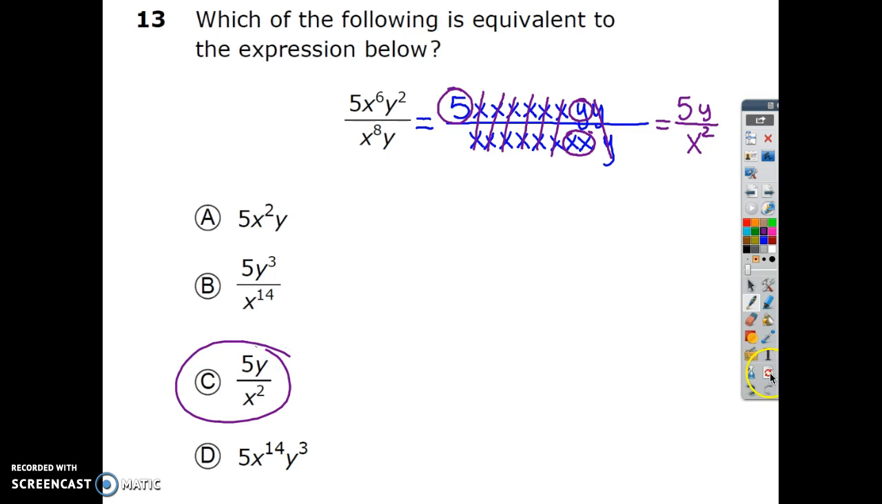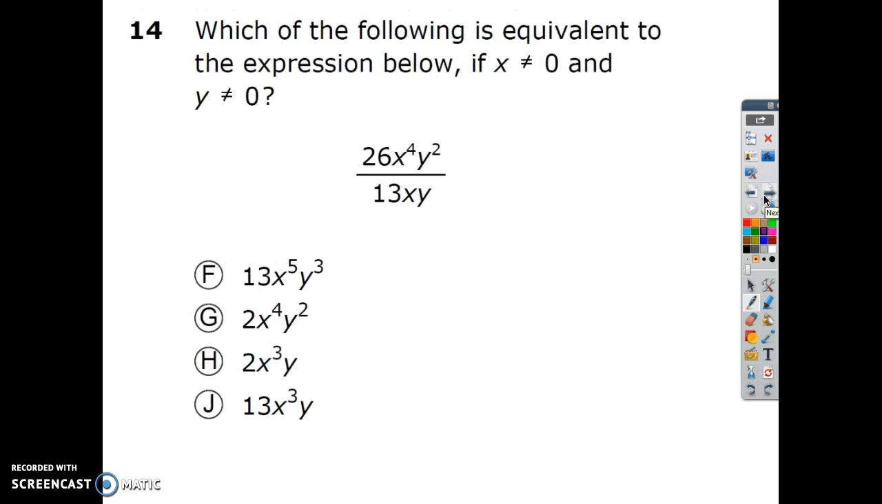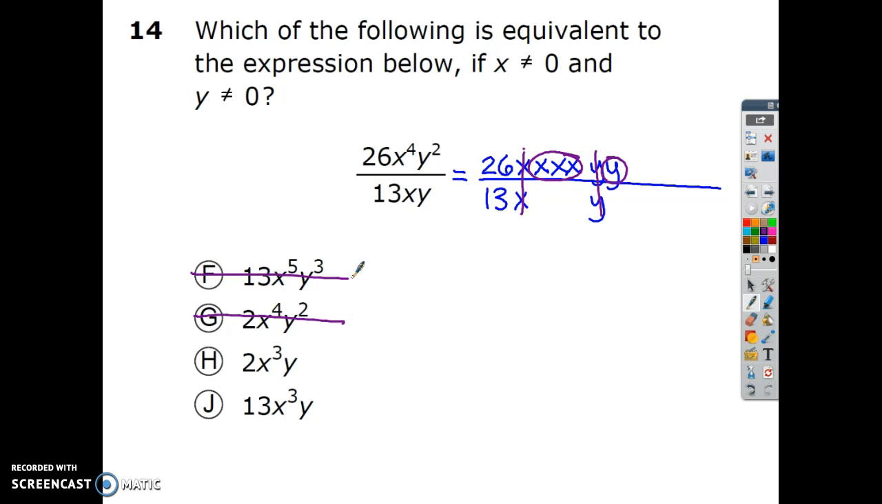Problem number 14. Same thing, you expand. You have 26, 4 x's, 2 y's, 13 on bottom, an x, and a y on bottom. And then you start canceling. So I cancel an x and I cancel a y. That leaves me 3 x's on top, a y on top. There's only 2 answers that say that. This one's not it, this one's not it. So you have H or J.